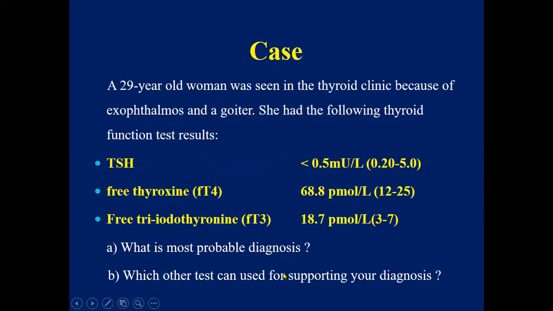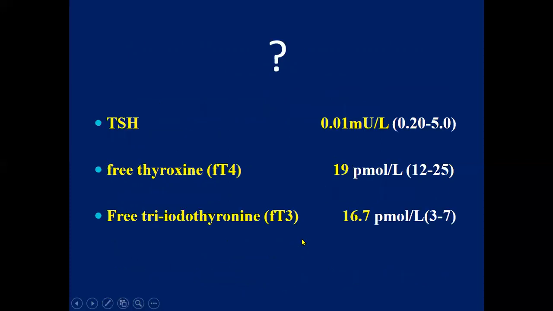What is the most probable diagnosis? Which other test can we use for supporting your diagnosis? You have to answer, but it's a very clear-cut case of hyperthyroidism, and the clue is the symptoms they have given: the exophthalmos and the goiter swelling. Which other test should be done for confirmation of your diagnosis? In this case, TSH is 0.01. Again, a simple case. T3 is increased, T4 is increased, and TSH is decreased. What should be the answer over here? You have to give the answer along with your roll number.